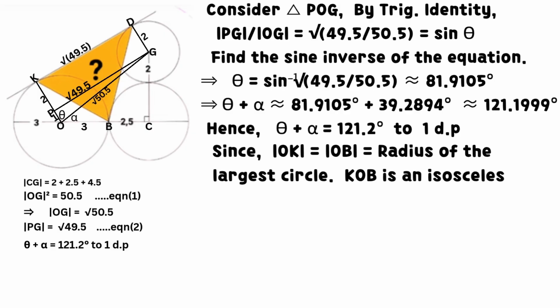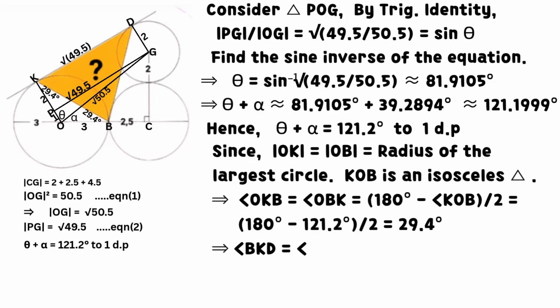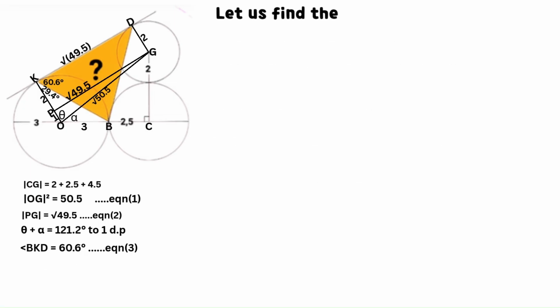Since OK equals OB, which equals the radius of the largest circle, KOB is an isosceles triangle. This implies that angle OKB equals angle OBK, which equals half of 180 degrees minus angle KOB. The result equals 29.4 degrees, after simplification of values. Hence, angle BKD equals angle OKD minus angle OKB, which equals 60.6 degrees. We call it equation 3.